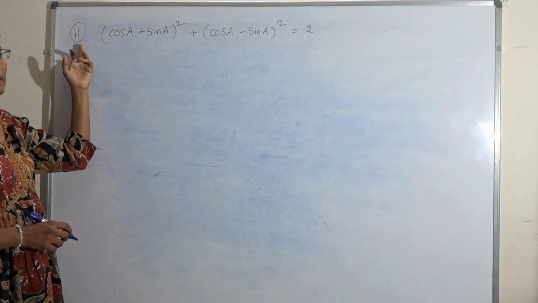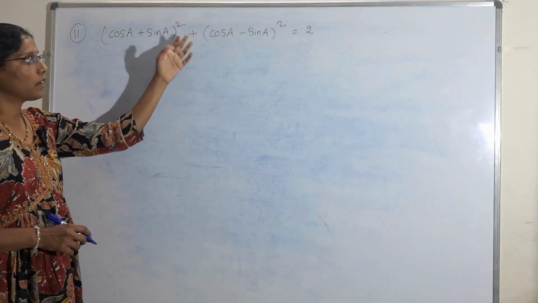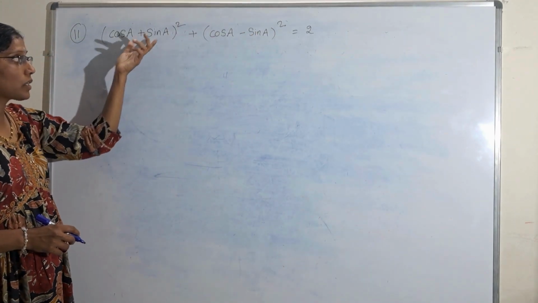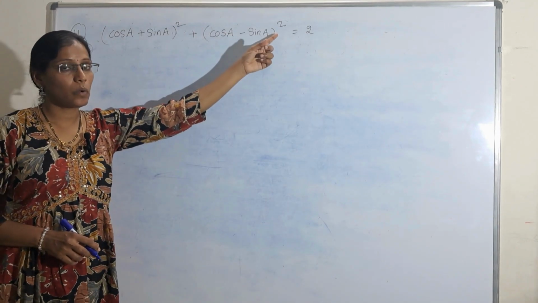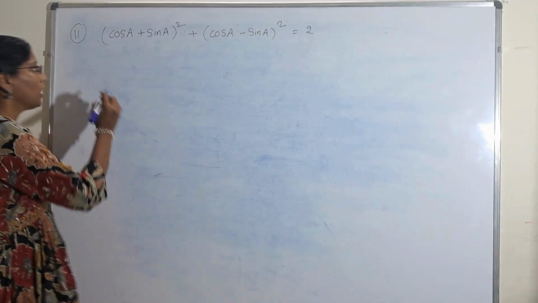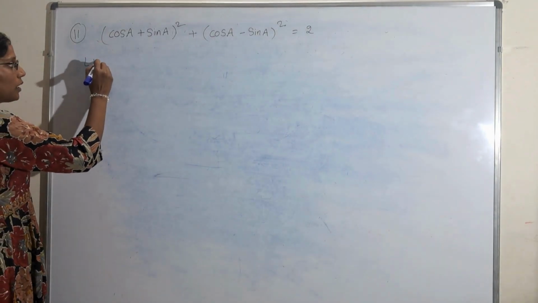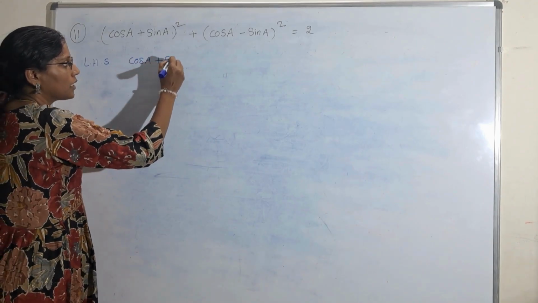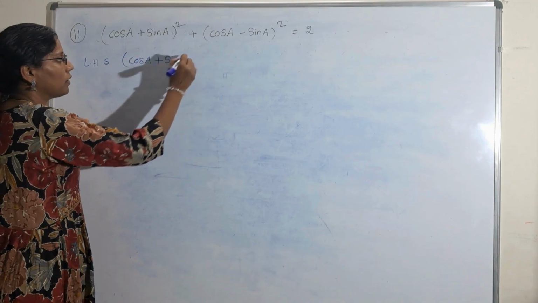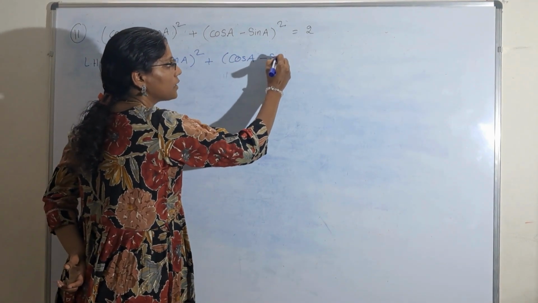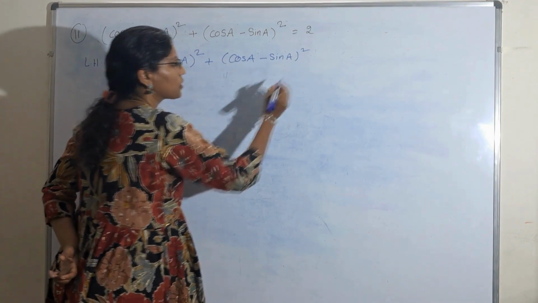Next problem is the 11th one. (cos A + sin A) whole square plus (cos A − sin A) whole square. Here we have to apply the (A + B) whole square formula and the (A − B) whole square formula, and finally we have to prove 2. We should assume LHS: (cos A + sin A) whole square plus (cos A − sin A) whole square.